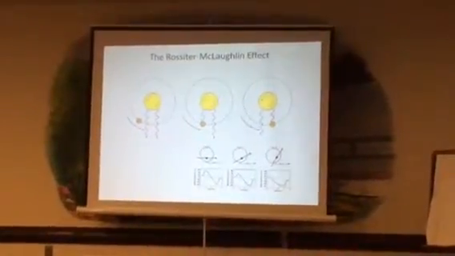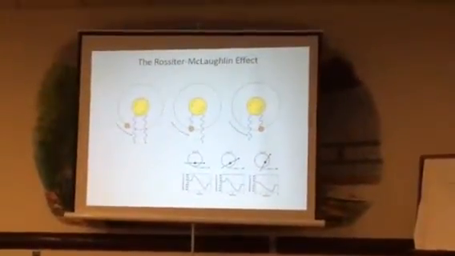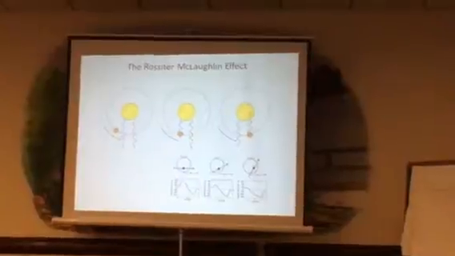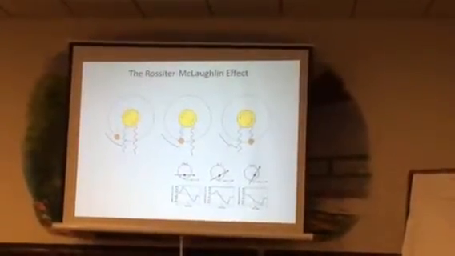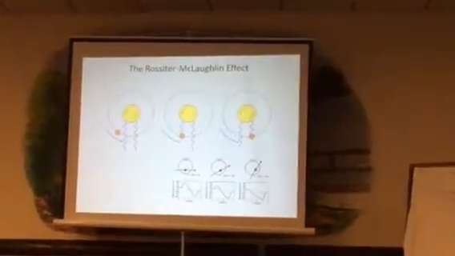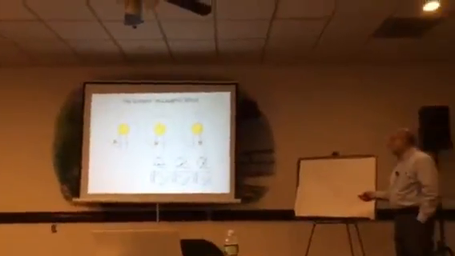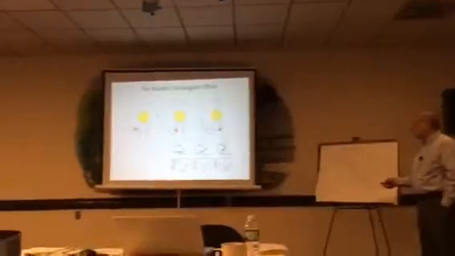Excuse me? Yes? You're speaking of the inclination of the orbit plane with respect to the spin axis of the star, not with respect to the line of sight. Correct. Right, correct.